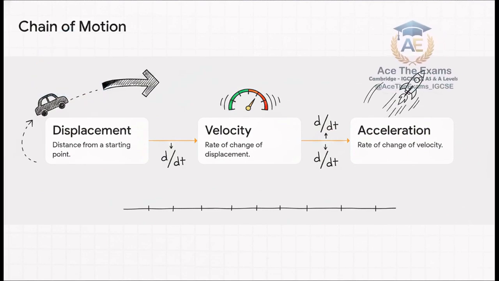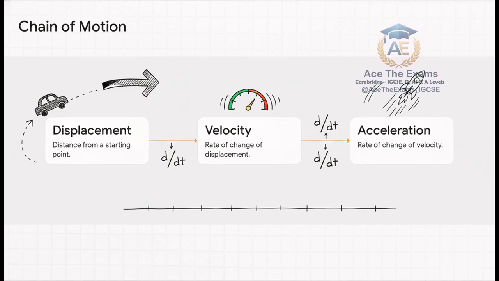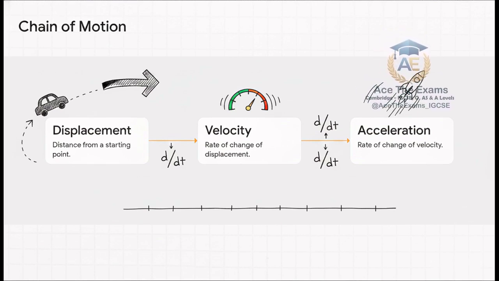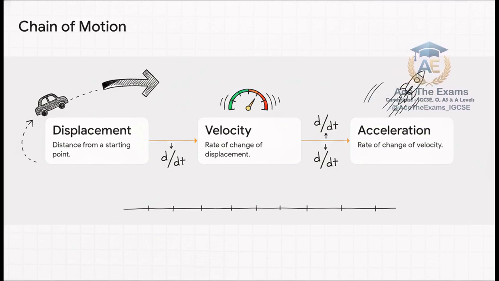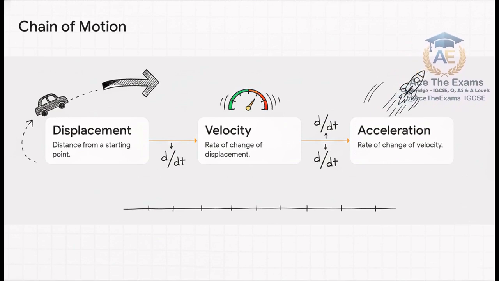Step 1. An object begins with displacement, its distance from a start point in a given direction. Step 2. We differentiate that displacement to find its rate of change, which becomes its velocity. And step 3, we differentiate that velocity to find its rate of change, and bam, you arrive at its acceleration. It's a flawless, 3-step chain of mathematical logic.